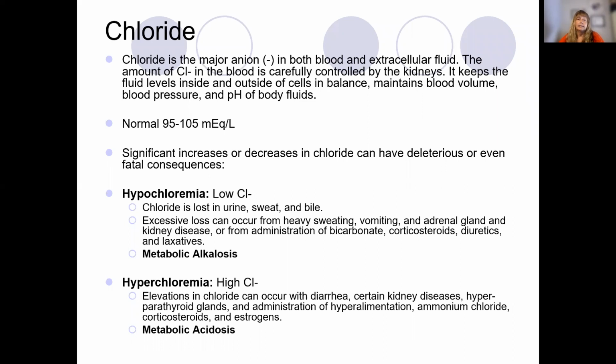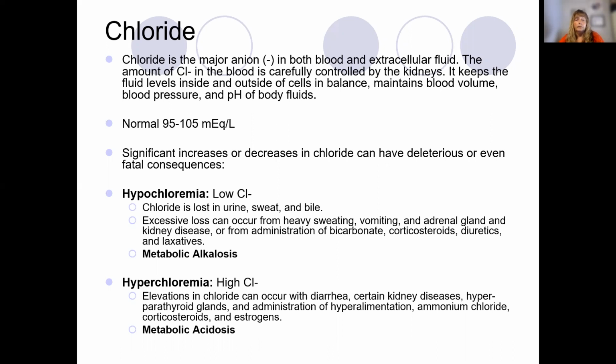Chloride is the major anion in both the blood and our extracellular fluid, and the amount of chloride in the blood is controlled carefully by the kidneys. It keeps the fluid levels inside and outside of the brain cells and all cells in balance. It maintains the blood volumes for the patient, maintains their blood pressure, and the pH of all the body fluids. And normal chloride levels should be 95 to 105 milliequivalents per liter. Significant increases or decreases in chloride can have bad effects or even fatal consequences to the patient.